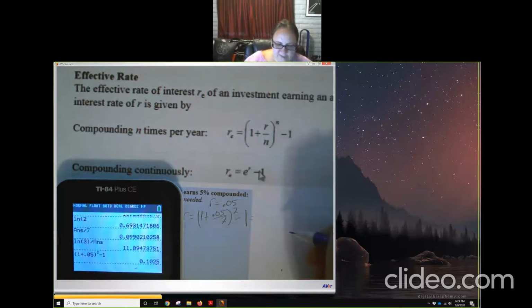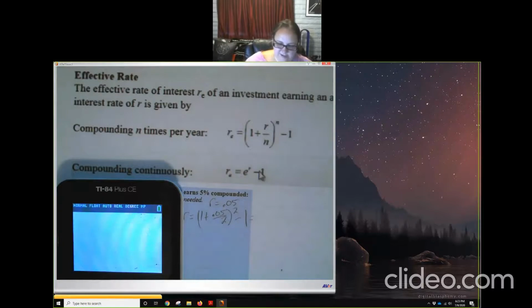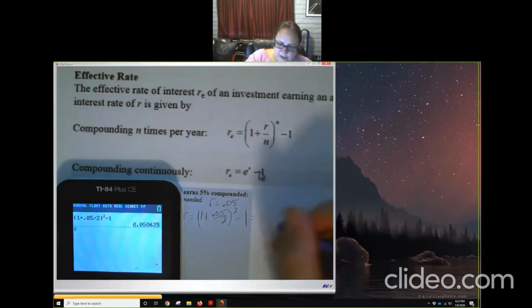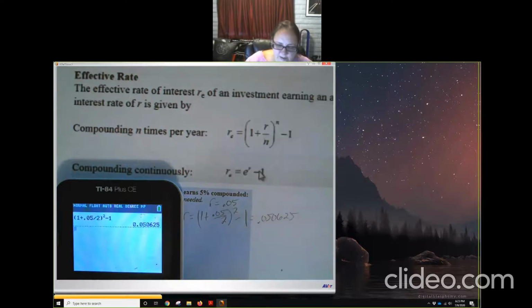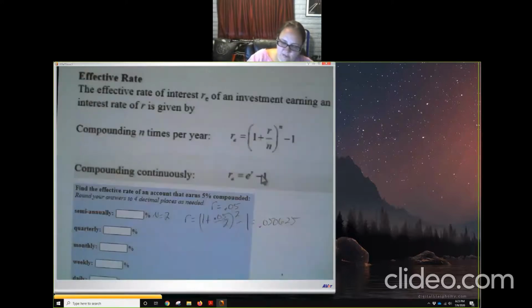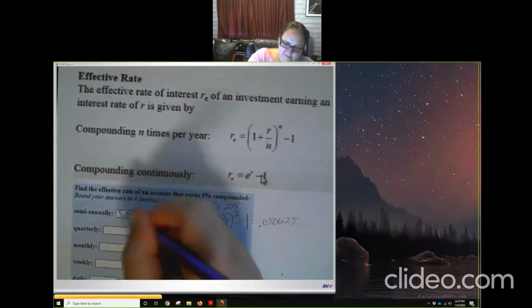Ooh, I forgot to divide it by 2. I was like, that's not right. 1 plus 0.05 divided by 2, better, to the 2, minus 1. That gives 0.050625. That's 4 decimal places, so move this over twice. You have 5.0625.